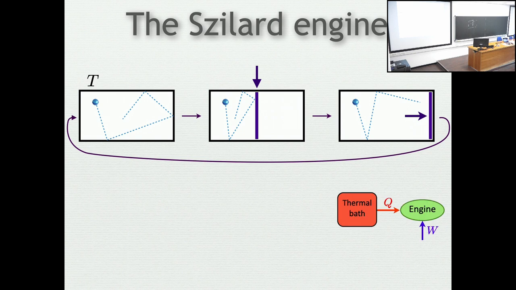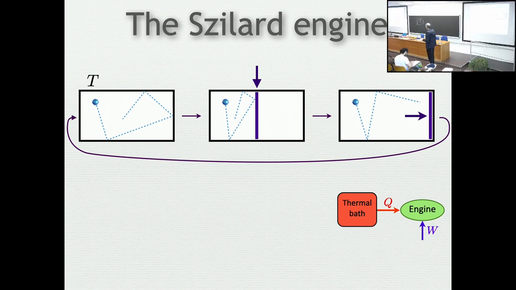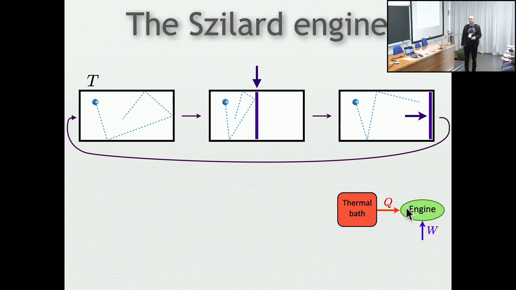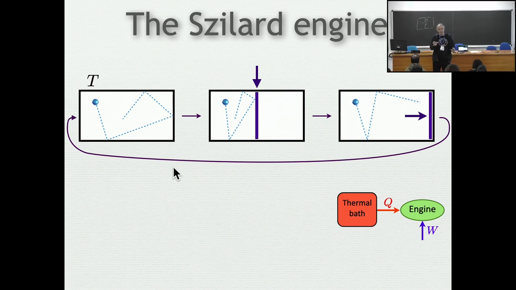You have a system in contact with a thermal bath, and there is an external agent which manipulates the engine and can extract work. So this is the diagram of the energy. This is the engine, the particle. This is the thermal bath, which is supplying energy to the system or absorbing energy from the system. The energy that a system exchanges with a thermal bath is called heat. And the energy that the system exchanges with the external agent is called work.